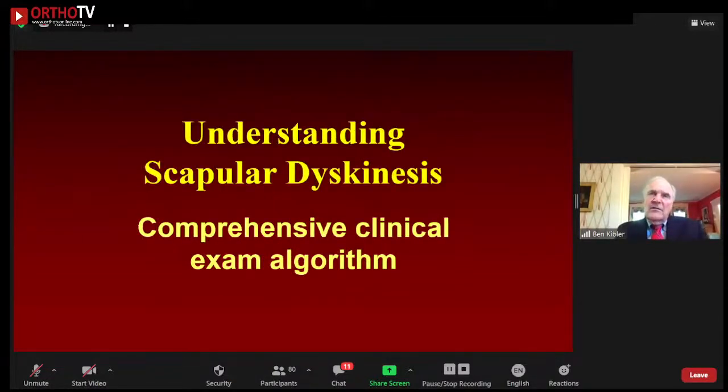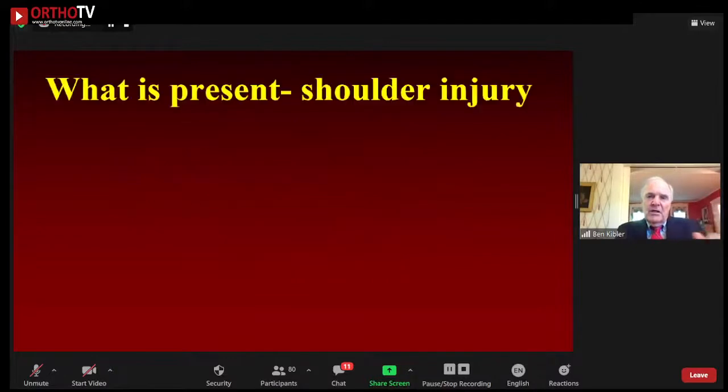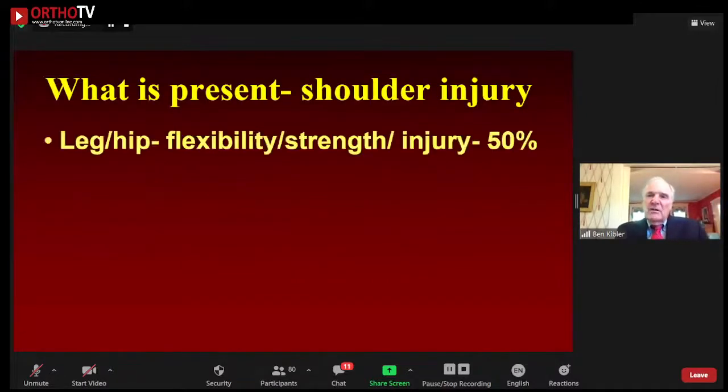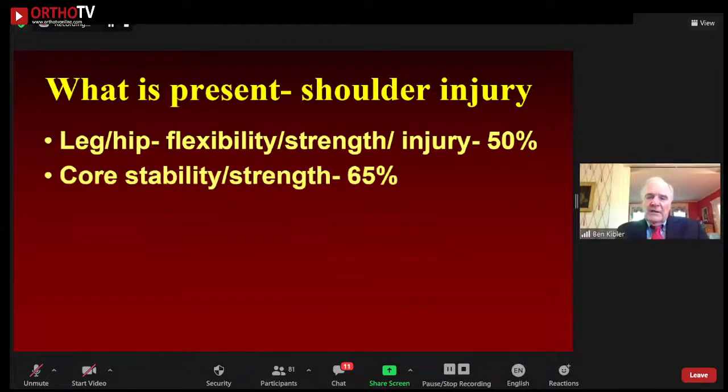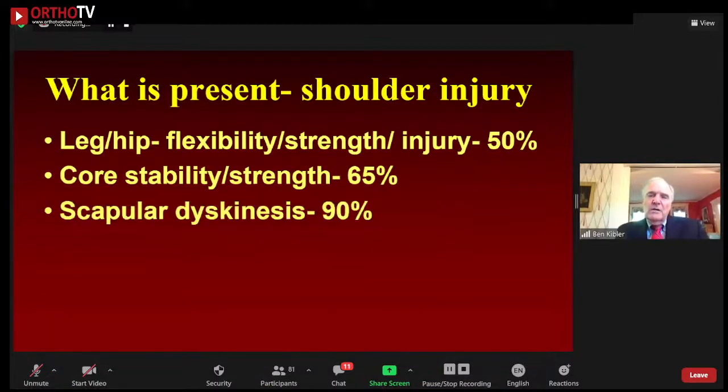So we have developed this algorithm of evaluation, a stepwise progression in the algorithm. Because what is really present? Well, we know that up to 50% of the time in shoulder pain, there are abnormalities of the leg and hip, flexibility and strength. And this is very important because you really get maximum scapular muscle activation if you have normal hip and core strength.